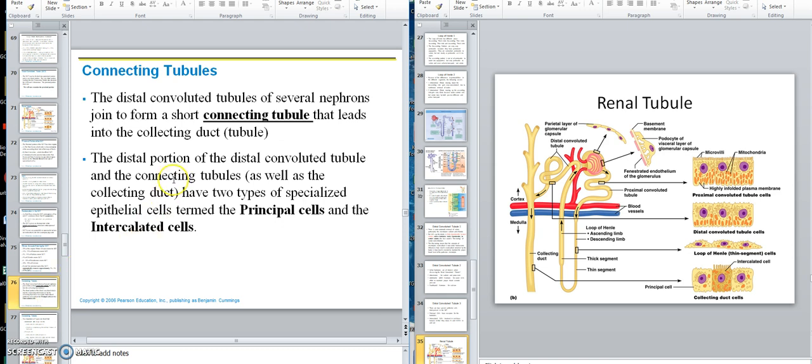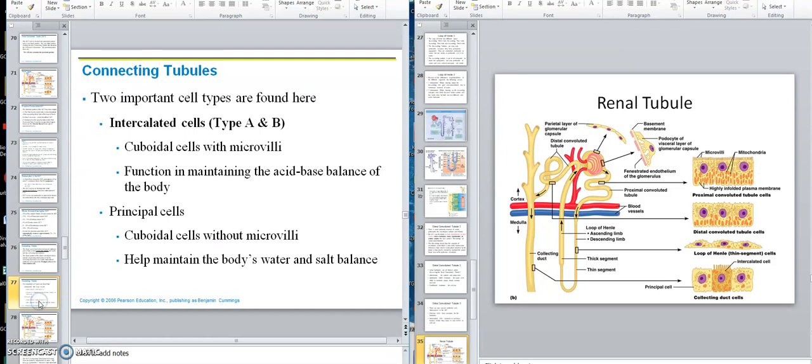Okay. The connecting tubules, which you probably don't have in your text, are the tubules that the DCT goes into before it goes into the collecting duct. And this is actually part of the distal convoluted tubule in a way. This is where you have the principal cells and the intercalated cells that I want you to read on. The intercalated cells, there are two kinds, a type A and B, and their job is to maintain acid-base balance.